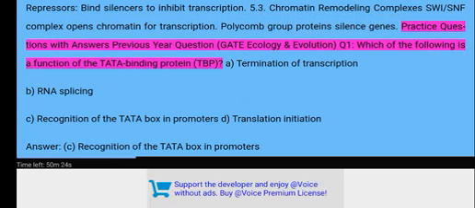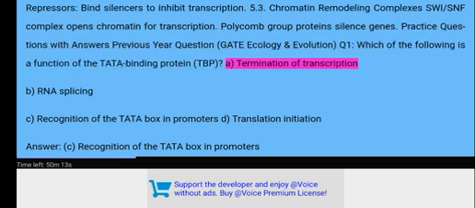Practice questions with answers. Previous year question, GATE Ecology and Evolution. Q1. Which of the following is a function of the TATA binding protein, TBP? A. Termination of transcription. B. RNA splicing. C. Recognition of the TATA box in promoters. D. Translation initiation. Answer: C. Recognition of the TATA box in promoters.